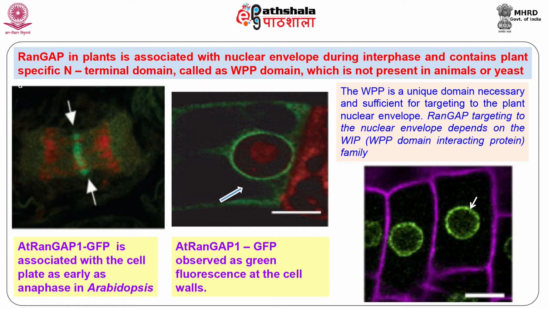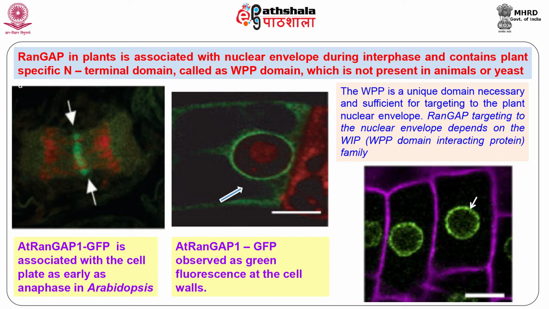In figure A, Arabidopsis RAN-GAP appears at the emerging cell plate in dividing plant cells during anaphase. It can be observed as green fluorescence at the cell walls in figure B. It remains associated with the growing rim of the cell. The figures also show red stained nucleic acids.